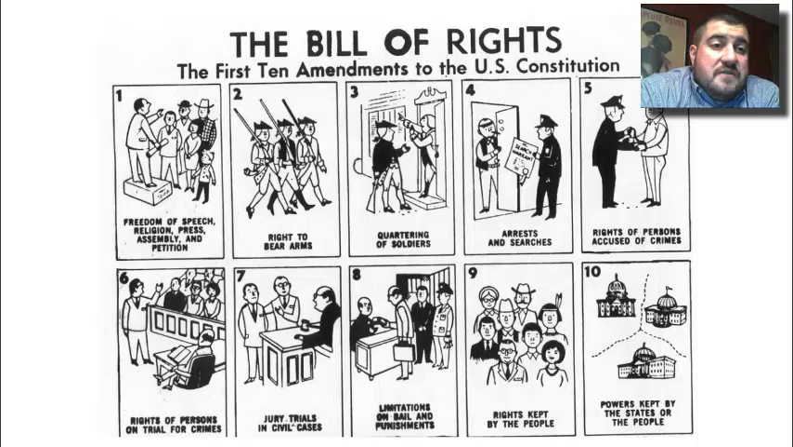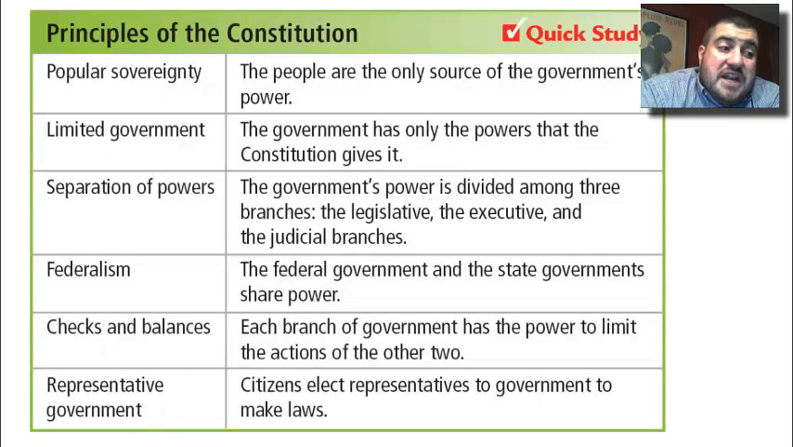And here are your principles of the Constitution in a nice little chart for you. Popular sovereignty means that the people are the source of the government's power. The government has power because the people give it power. We, the people, are the first 3 words of the Constitution. Limited government means that the government only has powers that the Constitution gives to it. It doesn't have anything beyond that.